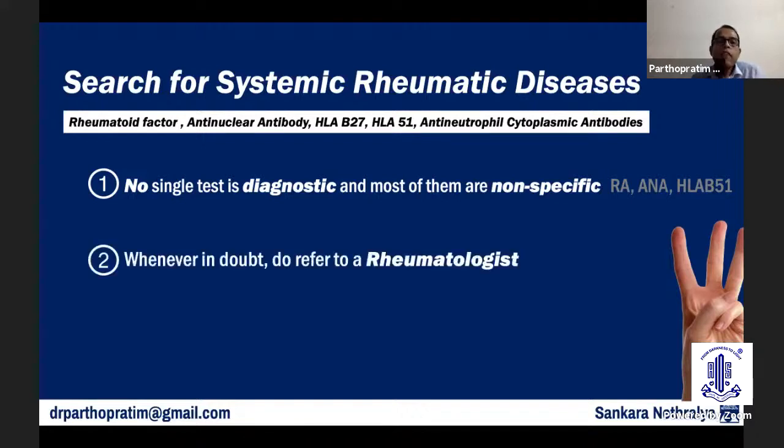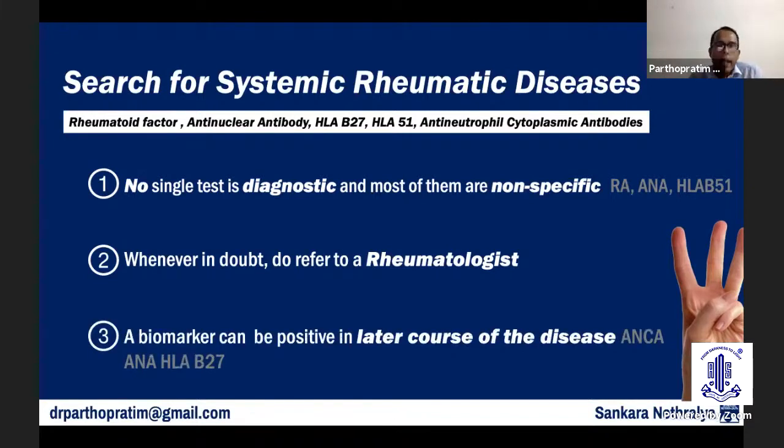The second rule is, whenever in doubt, do refer to a rheumatologist. One classical example is ANA. Usually 1:160 dilution is very important, and more than that, we take it very seriously. But when you are in doubt, and the ANA dilution is less than 1:40, in that case, don't hesitate. You have to send this patient to a rheumatologist. Overall, when you are suspecting systemic rheumatic disease or some autoimmune disease, you have to refer this patient to your rheumatologist friend.